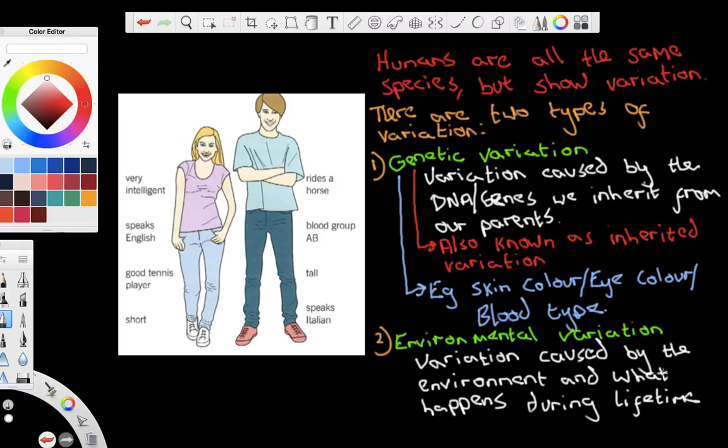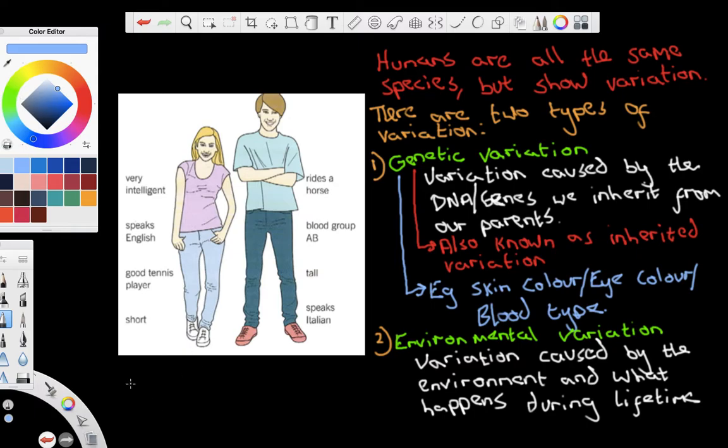Now, some examples of environmental variation can include tattoos, scars, dyed hair. These are all things that are caused by your environment. We could even go as far as to say the language you speak, because the only reason you speak English is because you were raised in England. If you were raised in Spain, you would have grown up speaking Spanish.